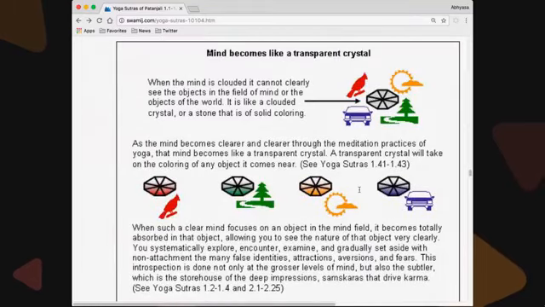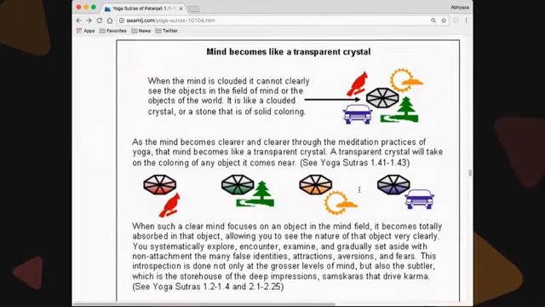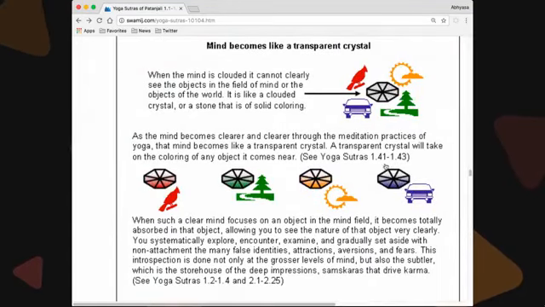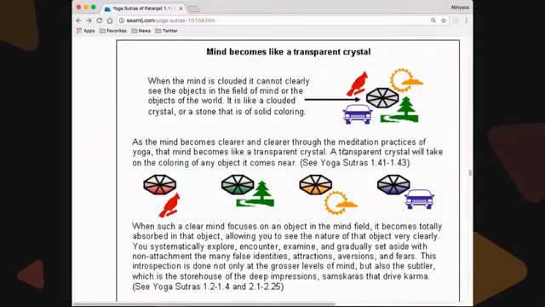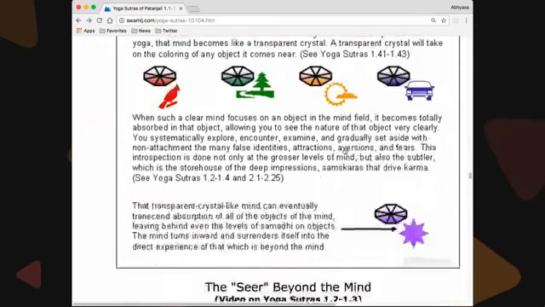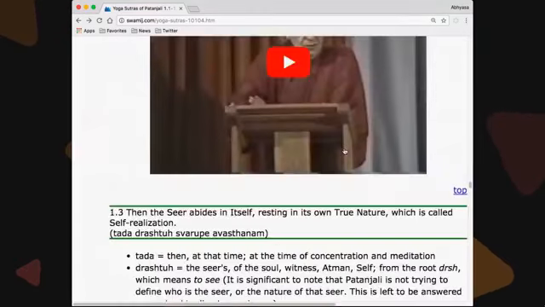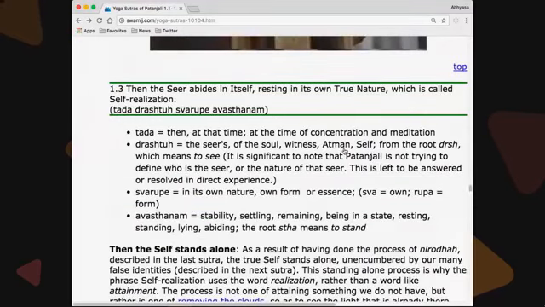Here's a symbol that says mind is like a transparent crystal. This is in Sutras 1.1-1.4. The mind is like a crystal. It takes on the coloring of whatever it's involved in. And I have some crystals. When we get to that sutra, I have some pictures of crystals. Then the seer abides in itself, resting in its own true nature, which is called self-realization. And that is the flashlight.